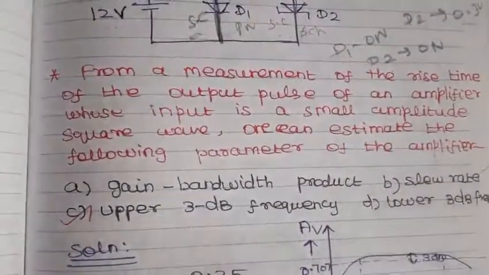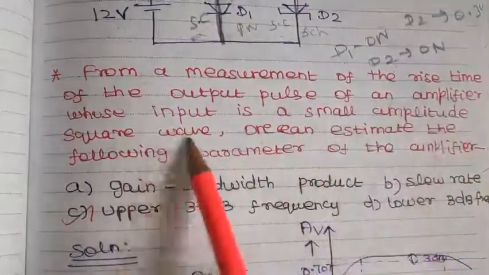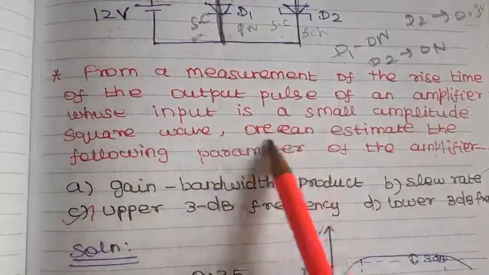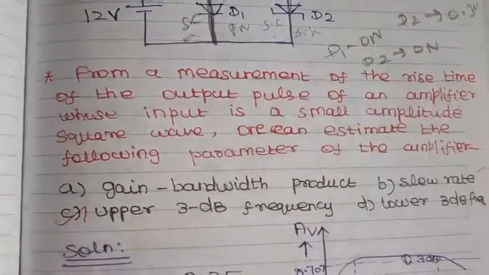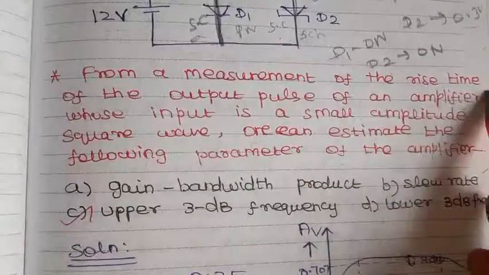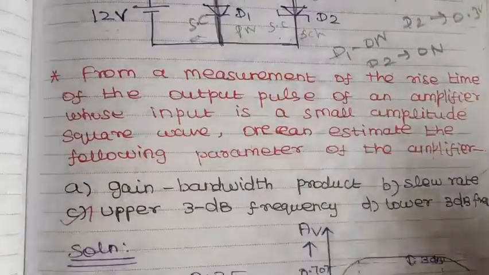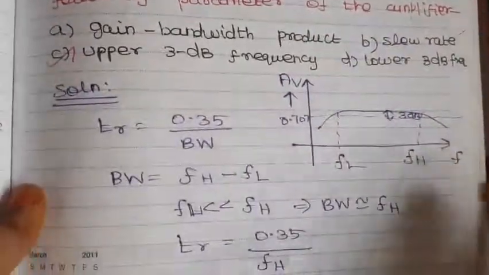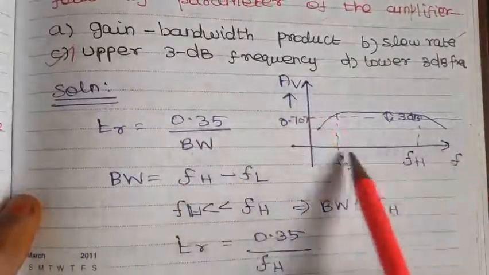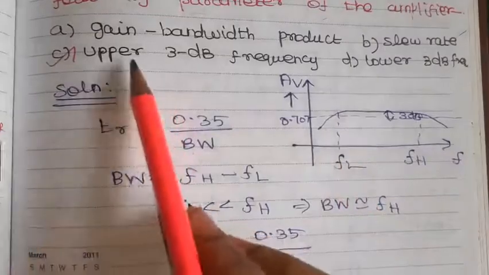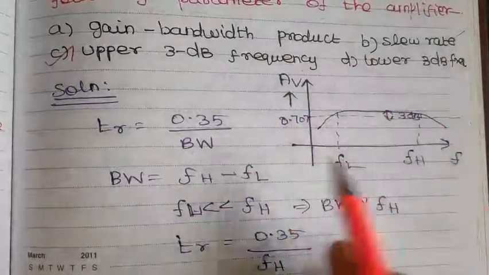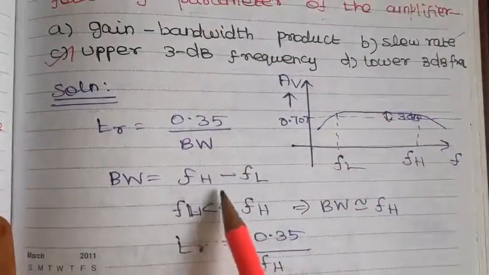From a measurement of the rise time of the output pulse of an amplifier whose input is a small amplitude square wave, one can estimate which parameter of the amplifier? What is given actually? Rise time. From the measurement of the rise time, what can we find out? We have already seen one formula: rise time is equal to 0.35 by bandwidth. The options given are gain bandwidth product, slew rate, upper 3 dB frequency and lower 3 dB frequency. Bandwidth is nothing but fH minus fL.